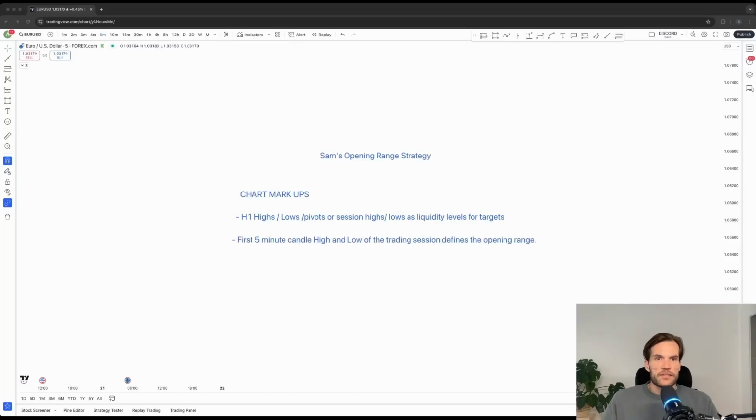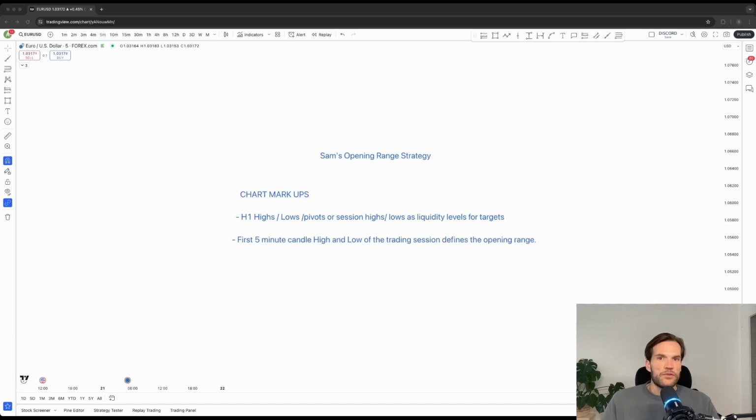Just go over the quick basics before we jump into the charts. Okay, so what I have marked up on my chart day in, day out before I get ready is I use the high time frame, which is the hourly chart. I'm marking up the highs and the lows and the pivots. I also use the session highs and lows as well, but that's all that I use.